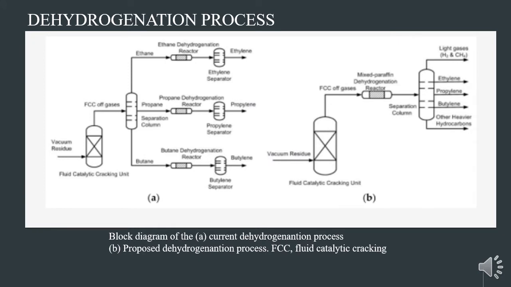The picture on the left side shows the current dehydrogenation process. From here we can see the dehydrogenation of ethane will produce ethylene, dehydrogenation of propane will produce propylene, and dehydrogenation of butane will produce butylene. On the right side is the proposed dehydrogenation process.